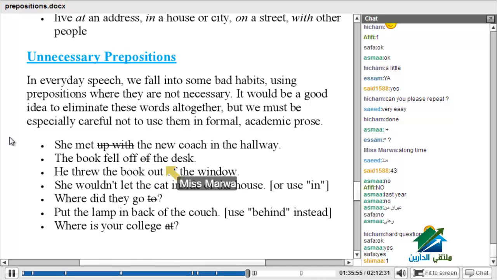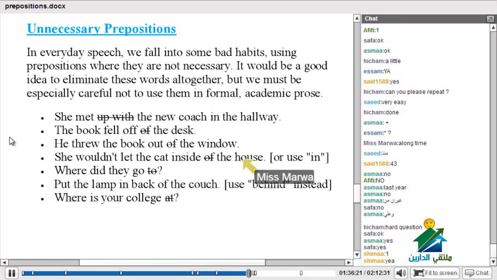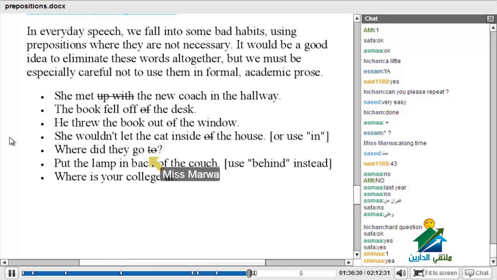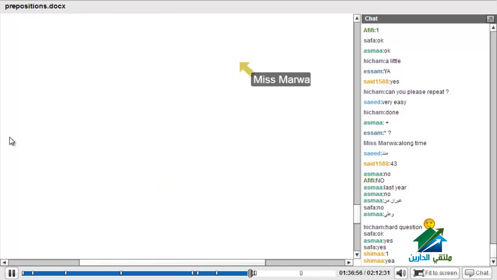The book fell off the desk. We don't need this. Why do you add this off? He threw the book out of the window. You can say out the window. It's okay or not? We don't use it. You don't need it. She wouldn't let the cat inside of the house. Just say inside the house. Where did they go to? No, don't say to. Where did they go only? It's okay? Put the lamp in back of the couch. Use behind instead. Where is your college at? No, don't say this preposition. Where is your college only? It's okay? Now, let's have practice.